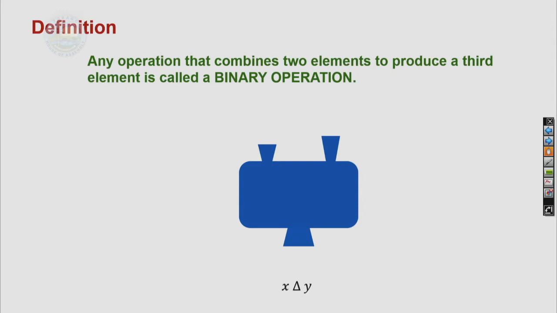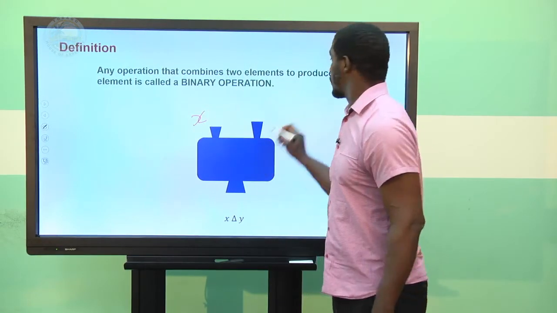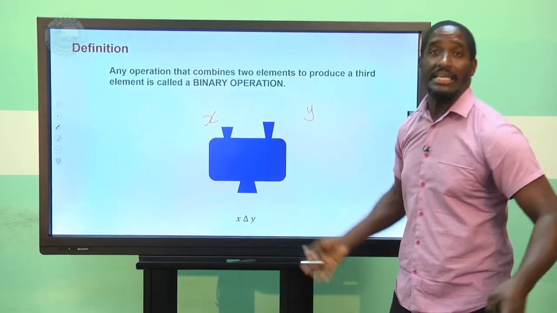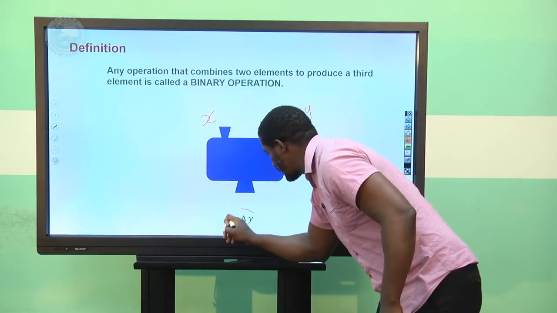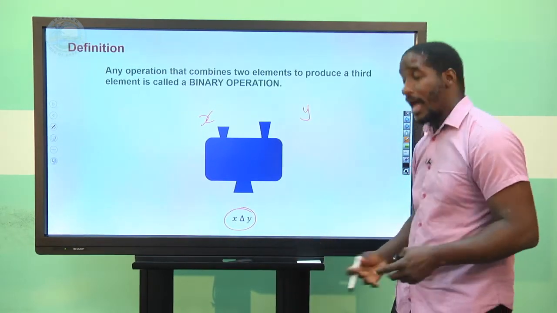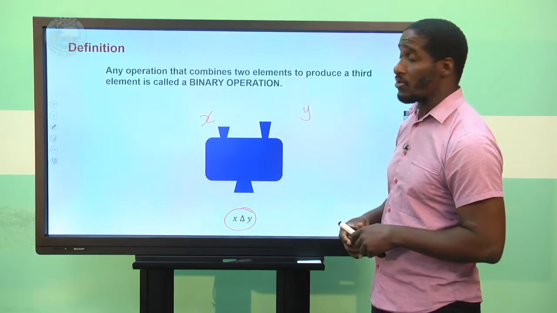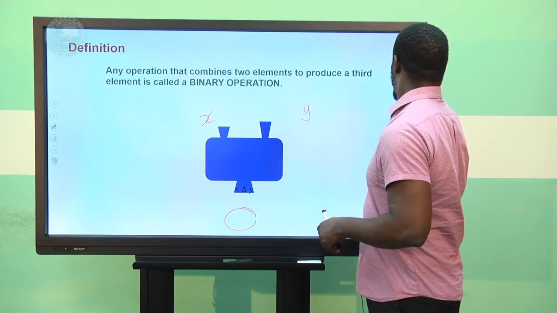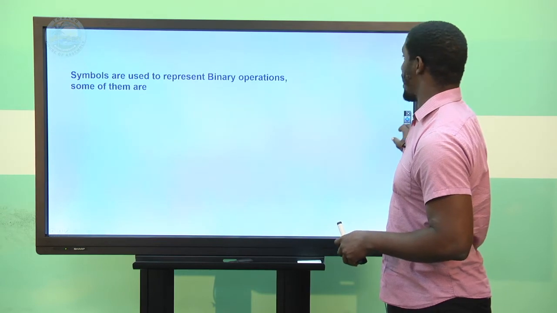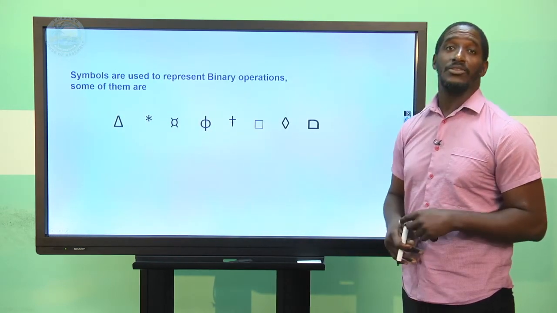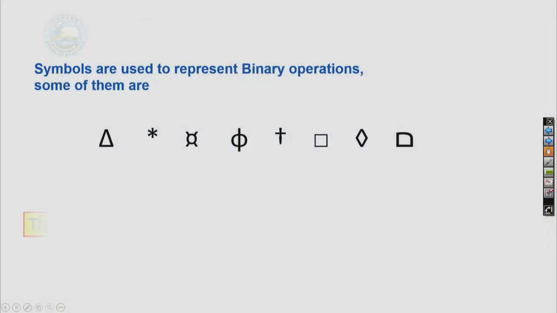So what we have done is that we have taken x as one element, and we have taken y as one element, and put them into our blender that combines them to create a third entity called x triangle y. Now, triangle is a symbol that we use sometimes to represent binary operations. There are other symbols that we use to represent binary operations, so when working questions involving binary operations, you may most likely see any one of these symbols.